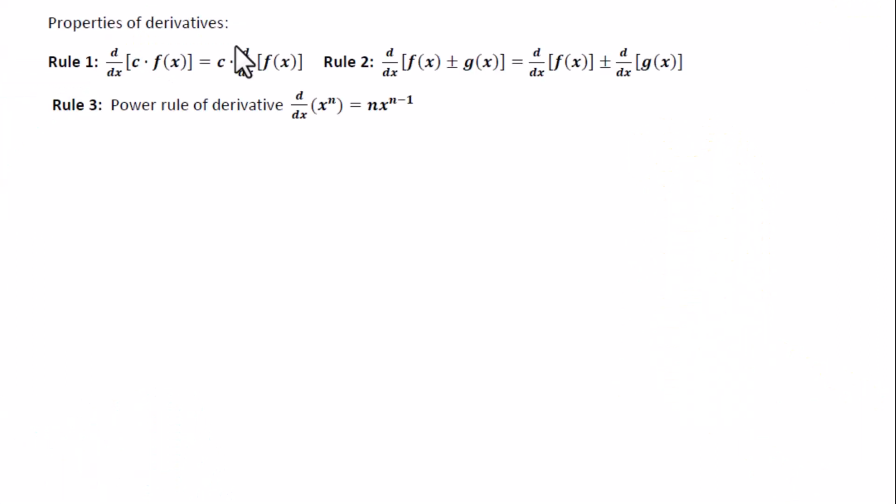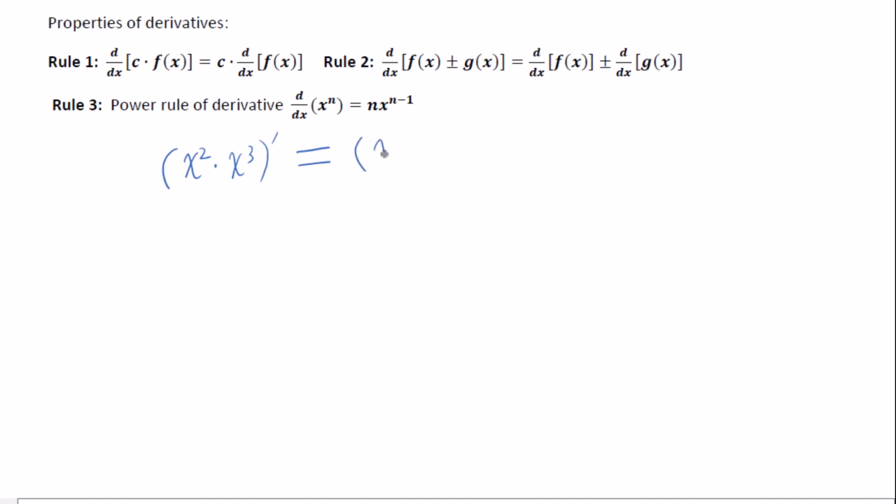This video is about the product rule of derivatives. We already learned the addition rule and power rule of derivatives. If we have (x squared times x third power) prime, is it equal to (x squared) prime times (x third power) prime, just like the addition rule of derivatives?